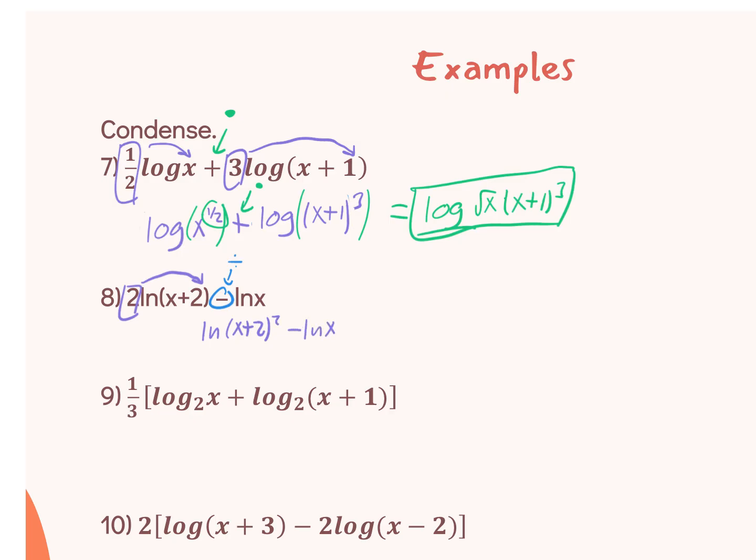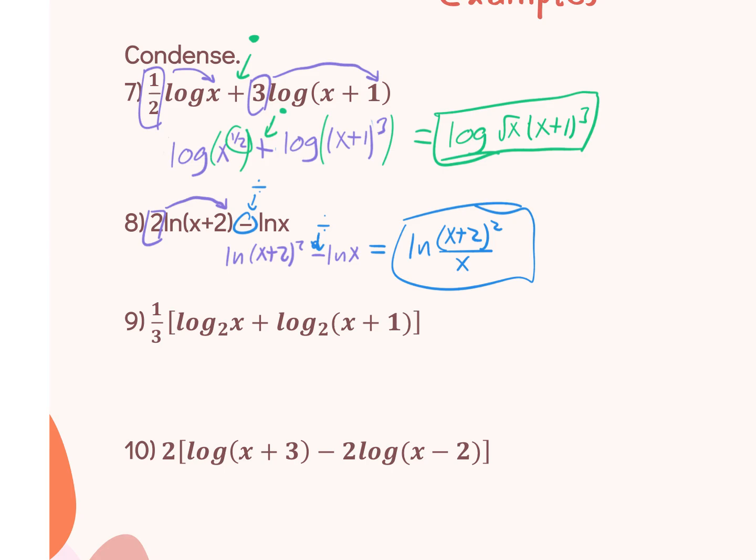All right, and then that subtraction, we can treat it as a division, right? So this is going to become ln of x plus 2 squared divided by x. And then this is fully condensed, right? We don't see any coefficients. We don't see any extra logs. We see a plus, but that's on the inside of a log already, right? So we don't need to do anything with that, right? If you write it as a singular log, that's all you need to do to condense.